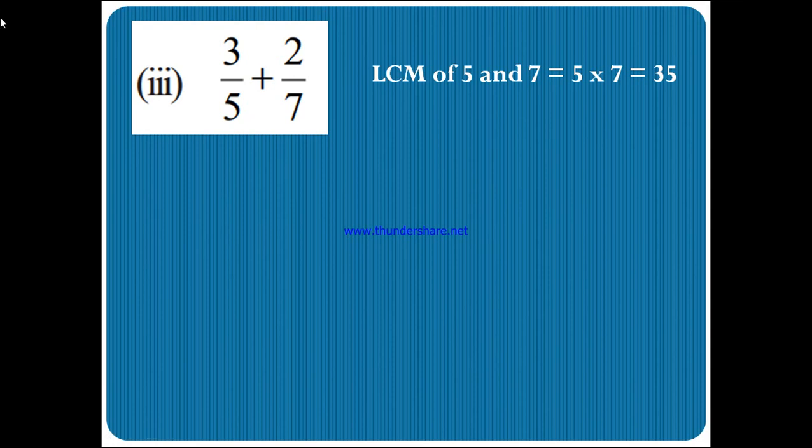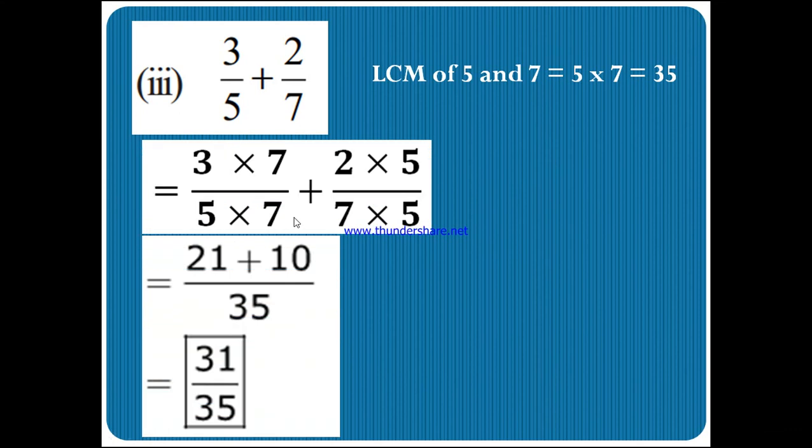After finding the LCM, the denominator is 35. Now take the first fraction, 3 by 5. With 5, what is to be multiplied to get 35? 7. Is it or not? 5 sevens are 35. With the same factor 7, you have to multiply the numerator also. Take the found LCM, 35, as the denominator, then we have to find the numerators.